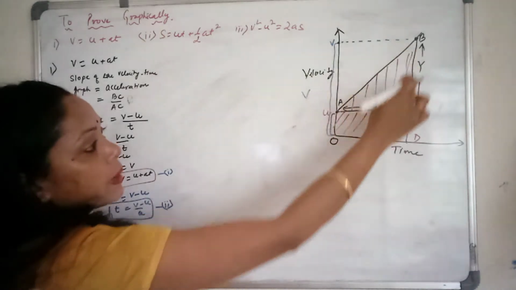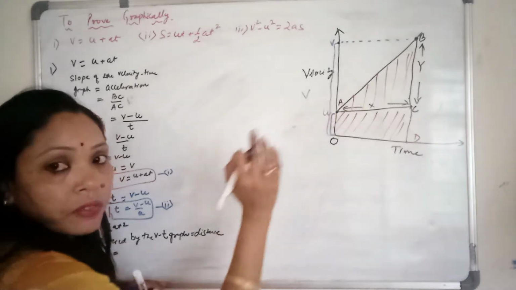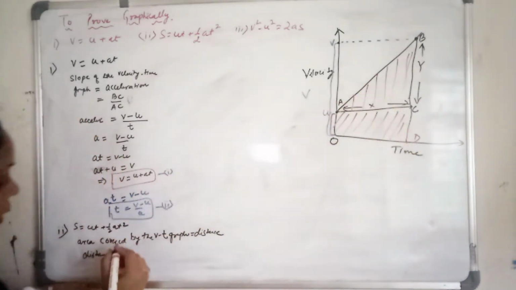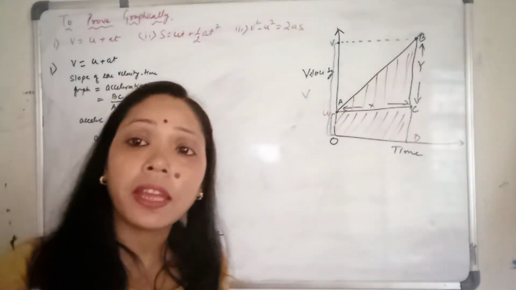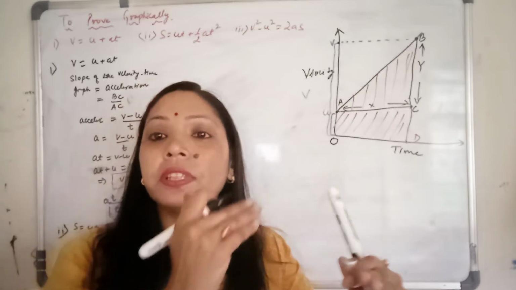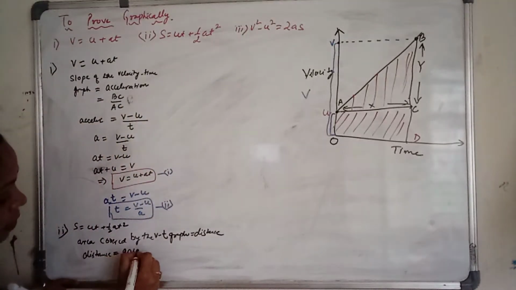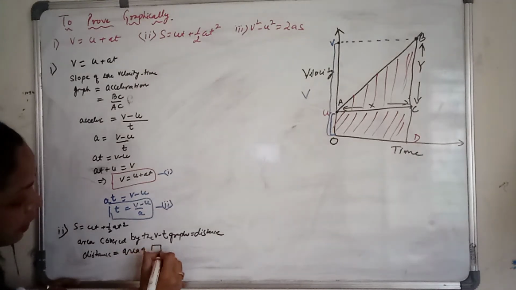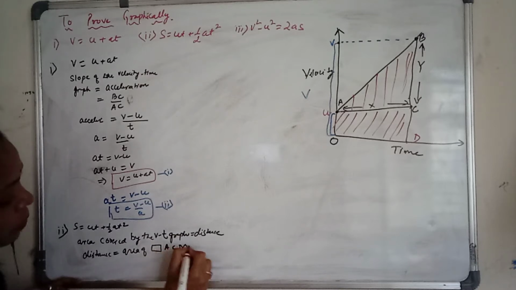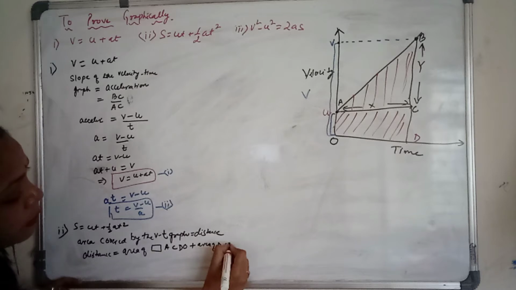What is the area covered by the velocity time graph? Here, see here, area of triangle plus area of rectangle, or you can write area of rectangle plus area of triangle. In your book it is given as the area of trapezium, but this one is more easy if you find with the two figures. So area of rectangle, I am drawing this rectangle, name the rectangle ACDO, plus area of triangle, name the triangle ABC.